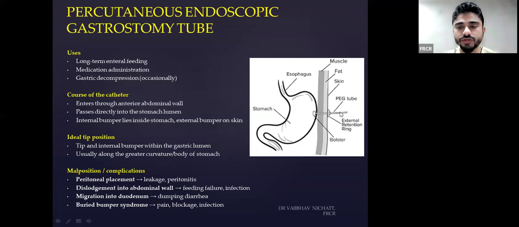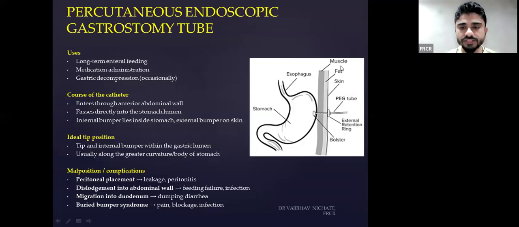So whatever you are going to inject through the outer lumen will get accumulated within the wall of the stomach, not within the gastric lumen. So the patient will develop a collection within the gastric wall. There will be pain, blockage, and feeding failure. Associated infection can also be there in those cases. So you need to see whether the patient is suffering from any buried bumper syndrome or dumping diarrhea.